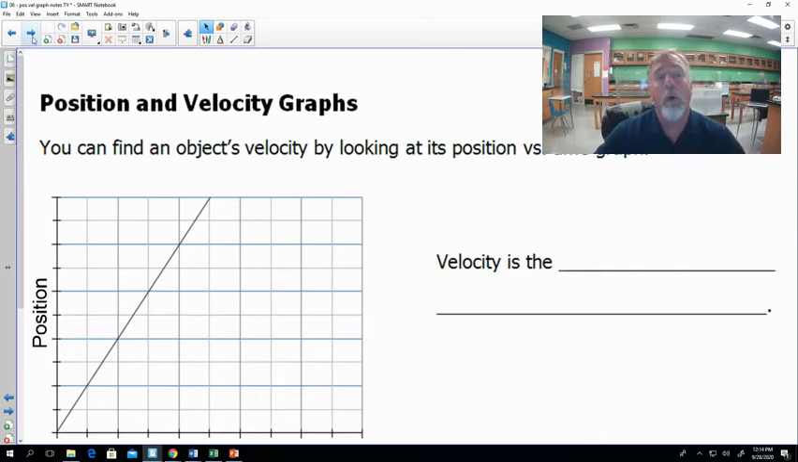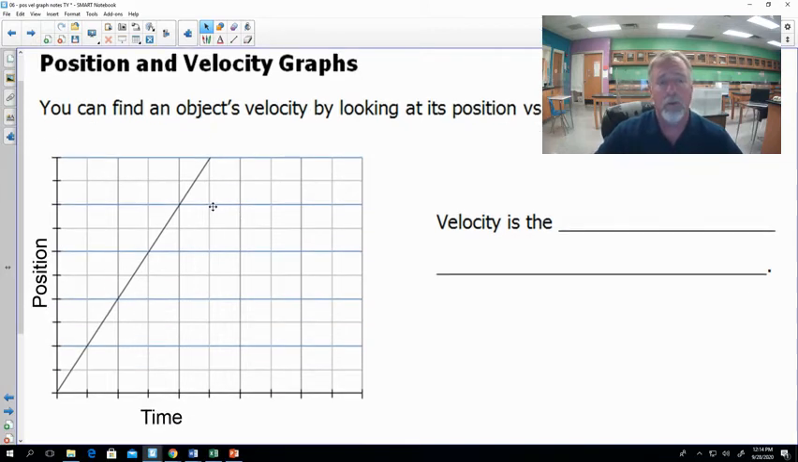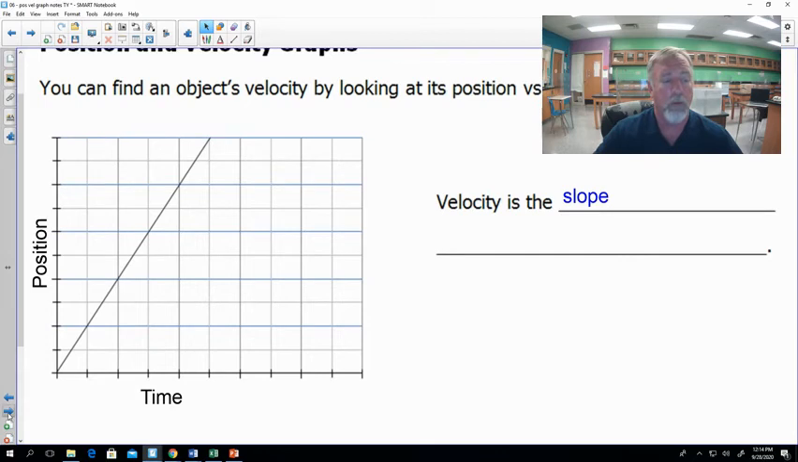So let's finally get to our position and our velocity graph. Well, I'm hoping you remember from last week, right? If we look at a position versus time graph, the PT graph, how do you figure out velocity? It's simply the slope of this graph. Simply the slope of this graph. So let's do some practice problems.